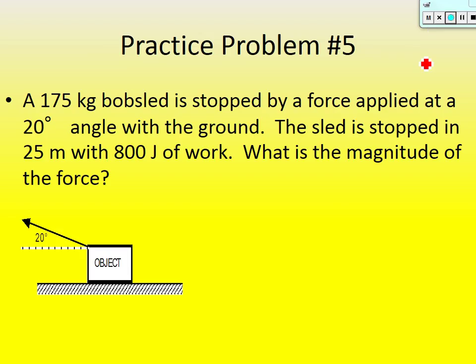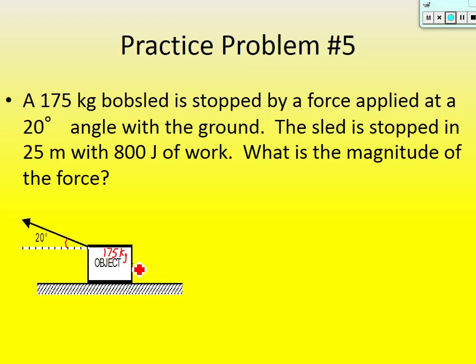Okay, let's see how you guys did with this problem. Let's go through it. It says a 175 kilogram bobsled. So I'm going to put that right here, 175 kgs. Now, with these energy and work equations, we don't have a place to put in mass, so I don't think I'll use it, but I'm going to label it anyway. This 175 kilogram bobsled is stopped by a force applied at a 20-degree angle with the ground. The sled is stopped in 25 meters with 800 joules of work.